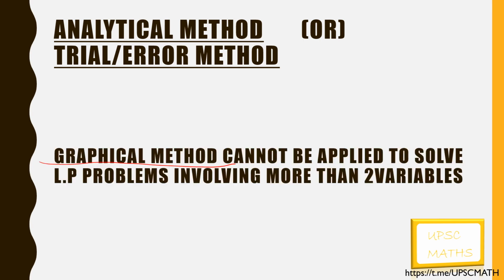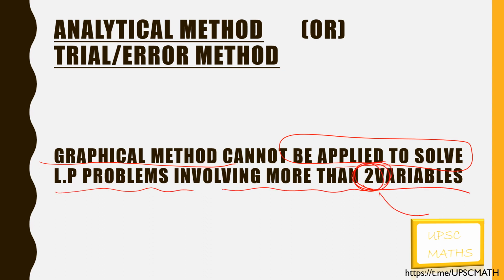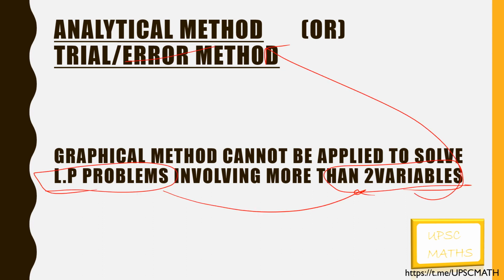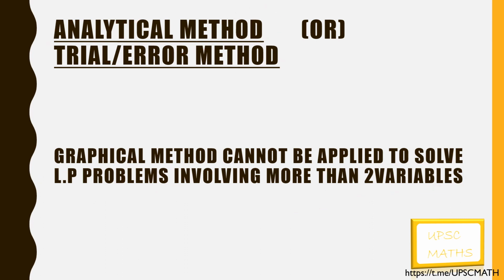Since graphical method cannot be applied to solve linear programming problem involving more than two variables, we can use analytical method in such cases. We can also solve linear programming problem involving two variables using analytical method. Let's solve a sum to understand the method.